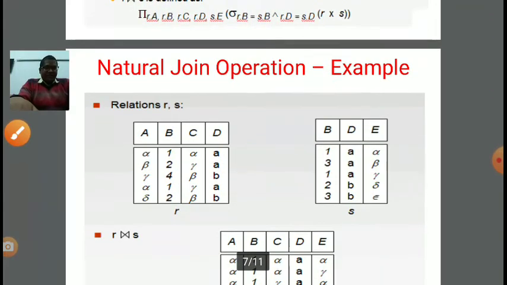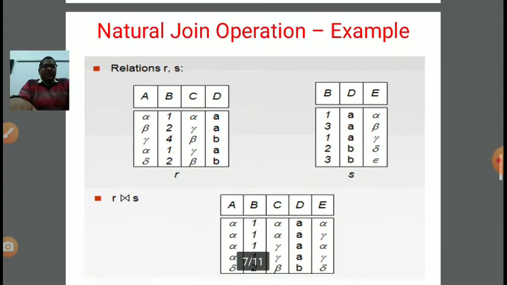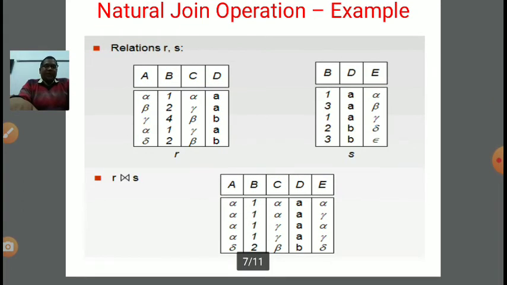One example I have listed here. In this natural join example, the first relation R has 4 attributes A, B, C and D, and 4 rows. The first row is alpha 1, alpha, A, the second is beta 2, gamma, A, the third is gamma 4, beta, B, and the fourth is alpha 1, gamma, A, in relation R. The second relation is S. If we apply the natural join, it will remove the duplicate attributes, meaning A, B, C, D and E will come.